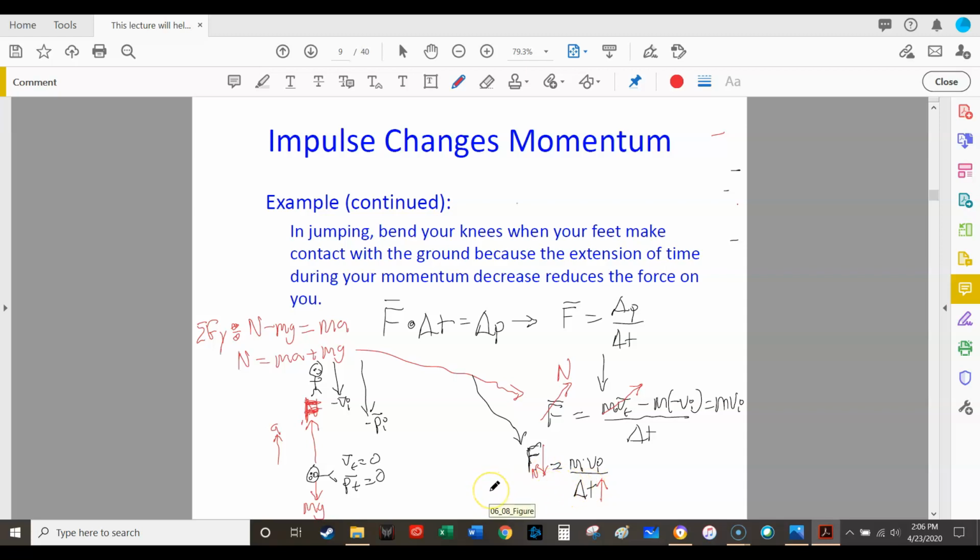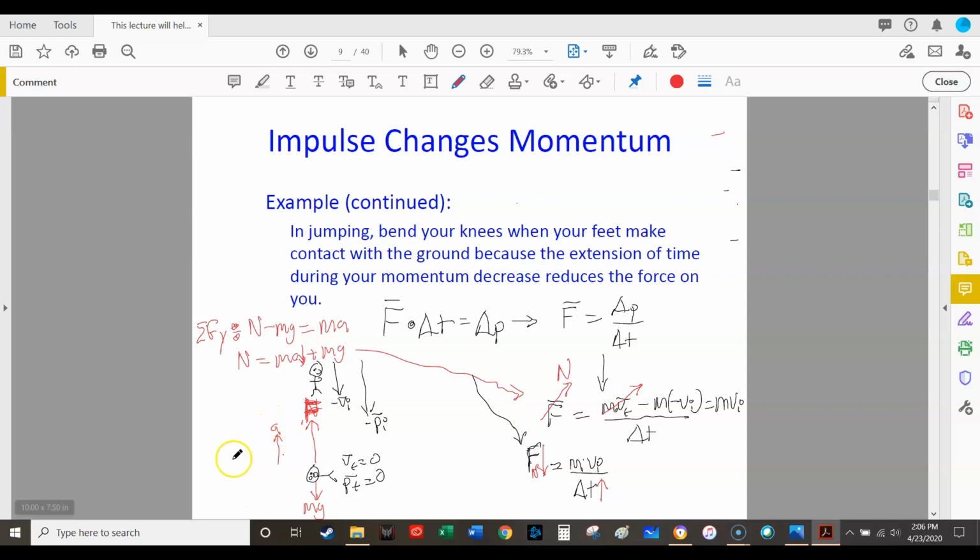So when you jumped off the swing set and you crumpled your legs, you were increasing the amount of time that the force was changing your momentum. So by increasing that time, you are lowering the overall force being applied to you. You were changing the overall force, and that's because you're actually changing this acceleration. Your acceleration was maybe large. If you land stiff-legged, that acceleration is going to be really large, right?